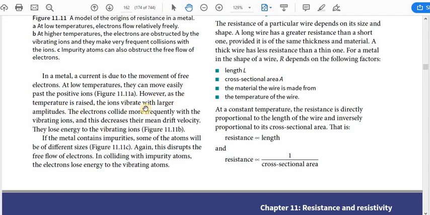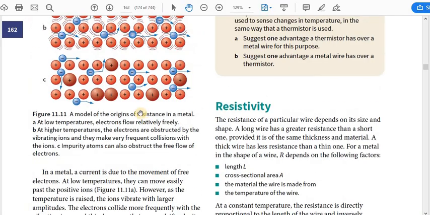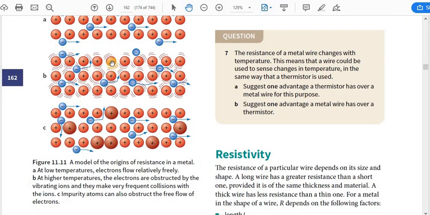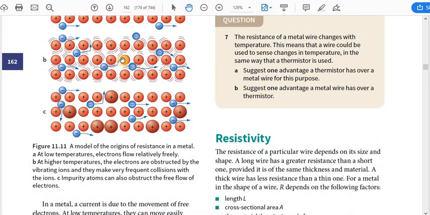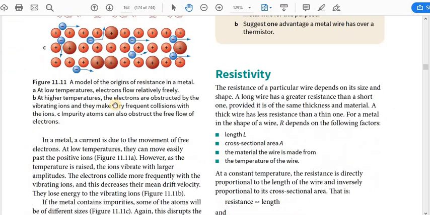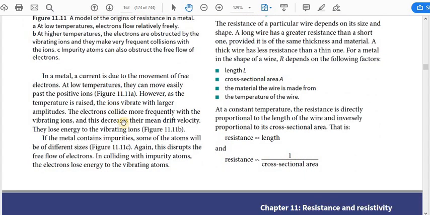However, as the temperature is raised, the ions vibrate with larger amplitudes. So these ions vibrate with large amplitudes the greater the temperature. The electrons collide more frequently with the vibrating ions. Okay, so when it is vibrating, there will be more frequent collisions with the electrons, so their speed is reduced, and this decreases their mean drift velocity. So see, mean means average drift velocity.